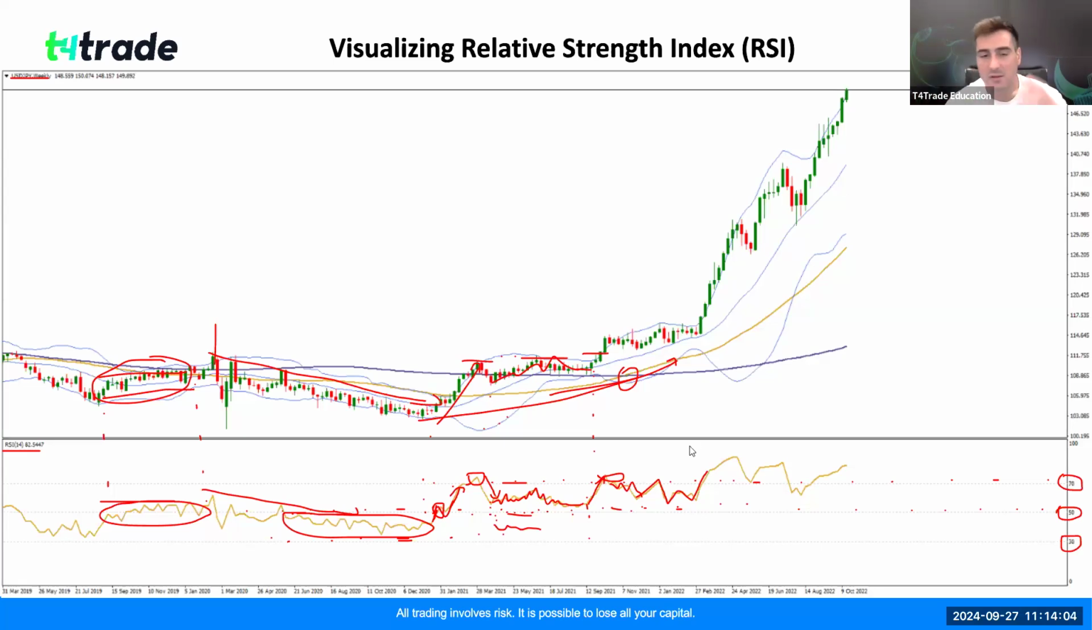Now, for whatever reason, we're not going to go into the fundamentals. We're talking about dollar yen, which has everything to do with central bank monetary policy decisions, or the divergence between the Federal Reserve and the Bank of Japan. We're not going to go into specifics. But yeah, let's stick to the technicals.